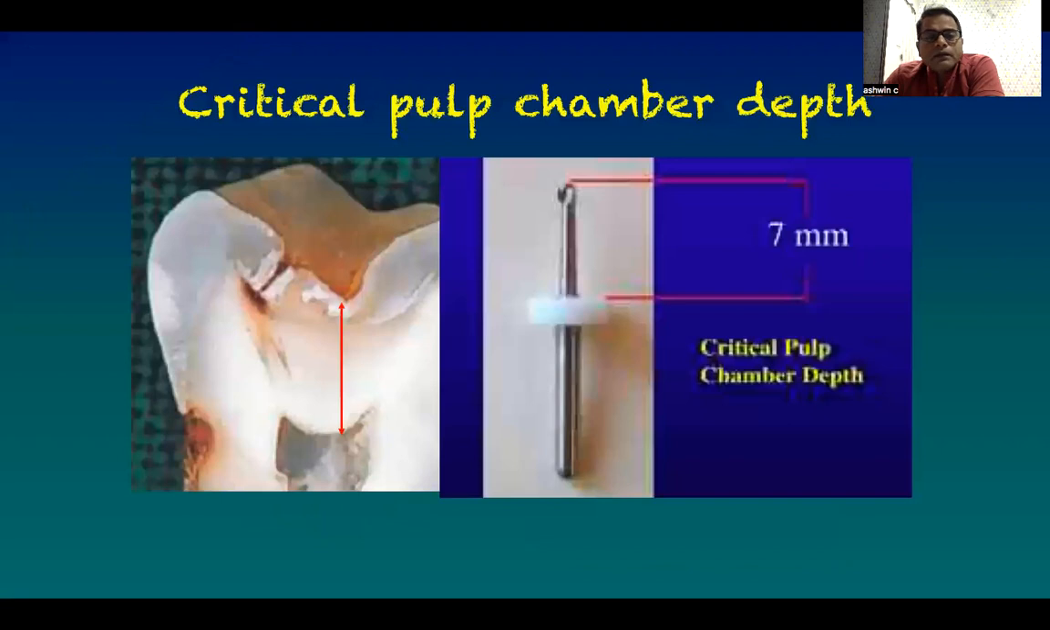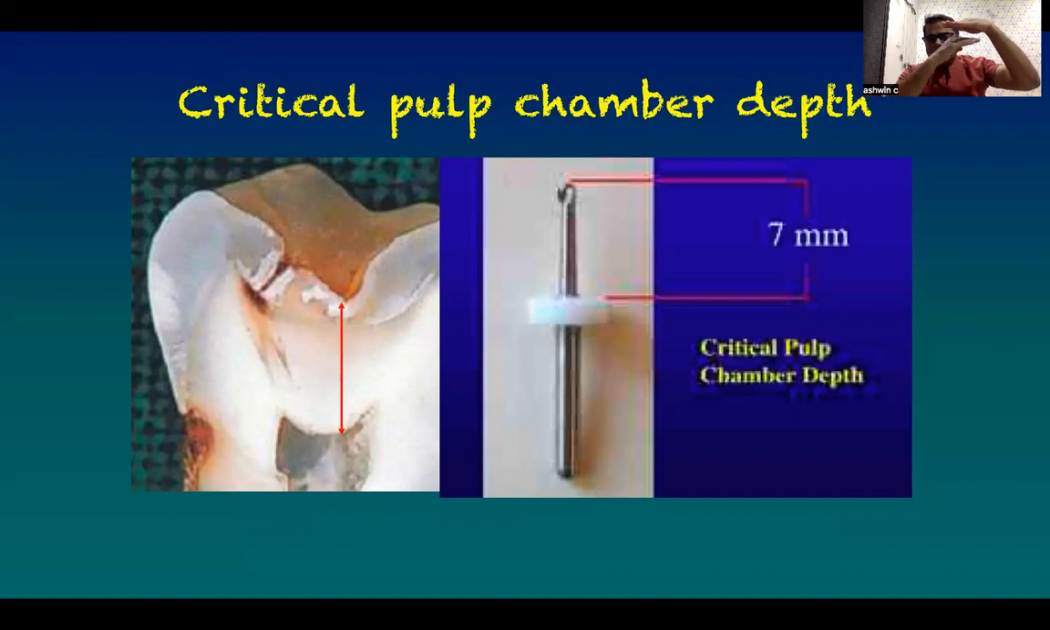That's it. Okay. There is something called the critical pulp chamber depth. What do you mean by critical pulp chamber depth? It is the distance between the central fossa of any tooth to the roof of the chamber. That means if I have a room, this is the roof of the room and this is the floor.